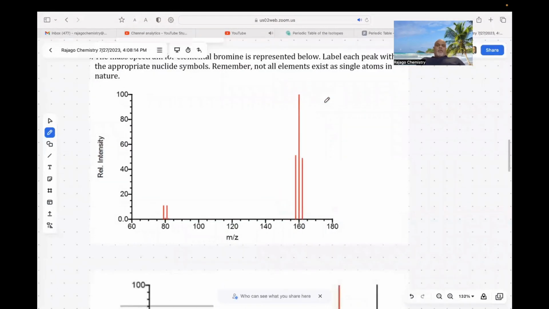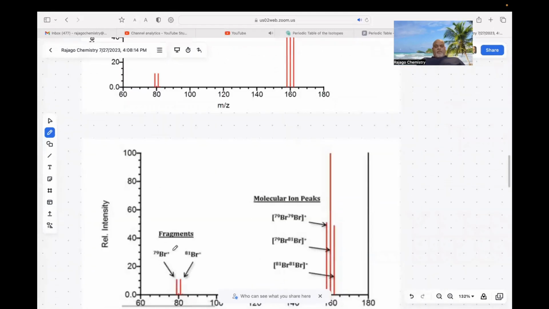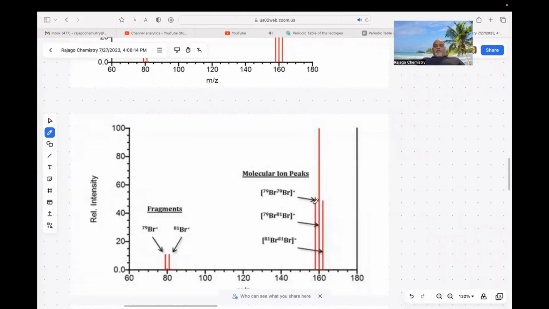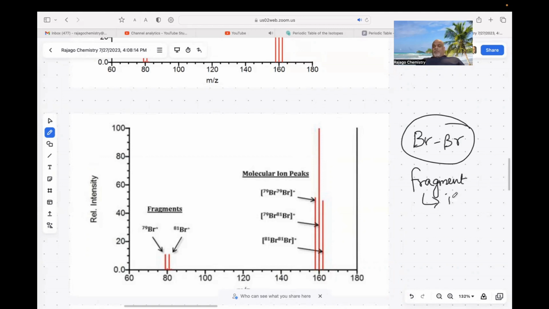So first it is talking about 79 bromine. So the answer I'm writing here is 79 bromine, 81 bromine, these are the fragments. But now these other peaks are talking about 79-79, 79-81, and 81-81. That is the reason they show up as molecular ion peaks. So this is a molecule, a diatomic bromine peak. Okay, so you should know which peaks are called isotope peaks and which are called molecular ion peaks. You should be aware of this also.